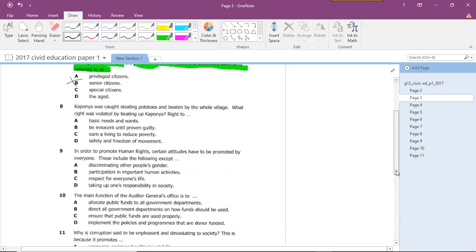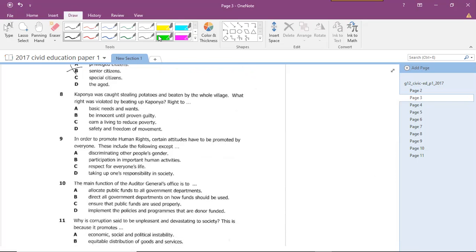Okay, so let's move on to question 8. I'm not so good at these Zambian names. Pronouncing cultural names is a challenge, but this is Caponia. Caponia was caught stealing potatoes and he was beaten by the whole village. So this is like a mob justice situation. Caponia was caught stealing potatoes and beaten by the whole village. What right was being violated by beating up Caponia?